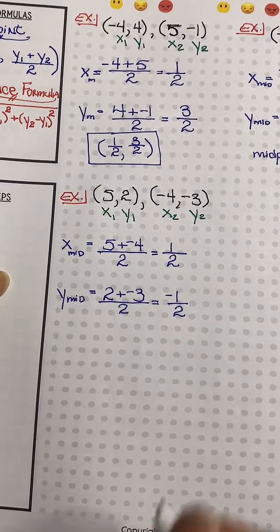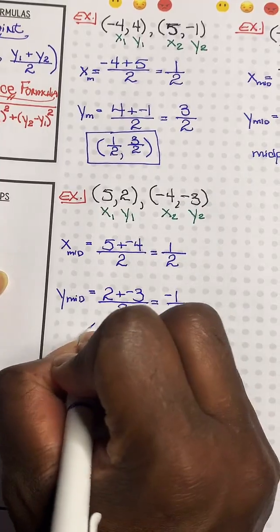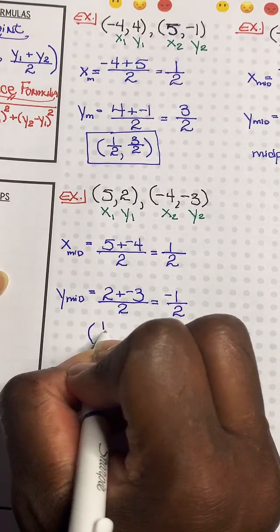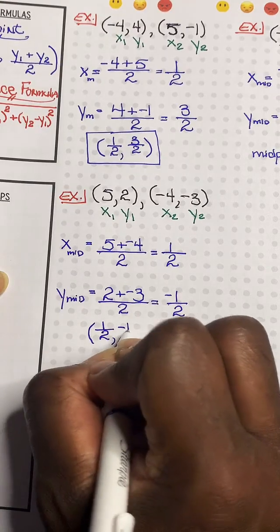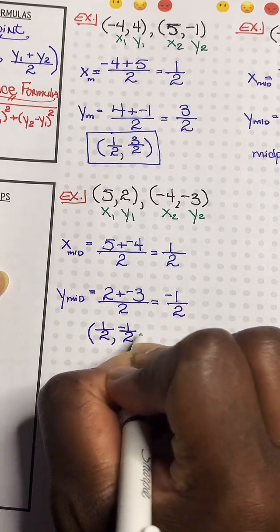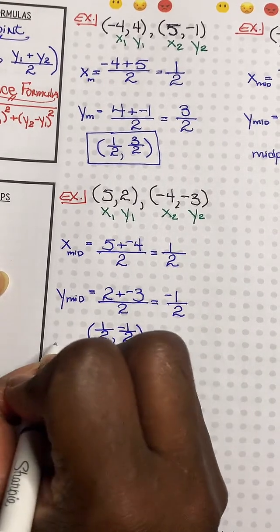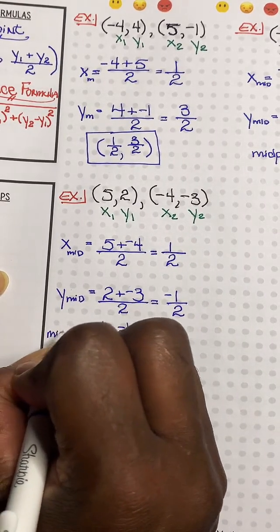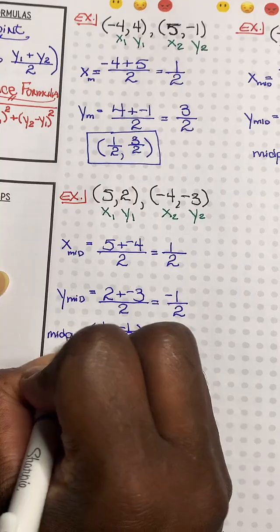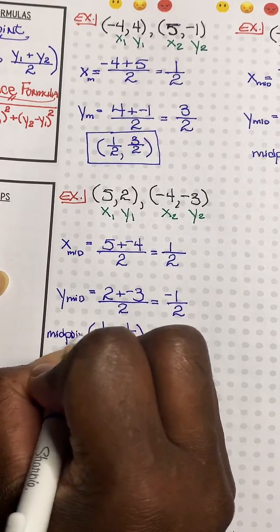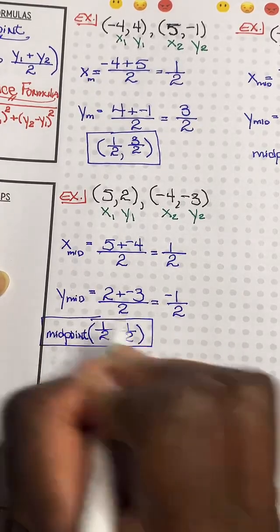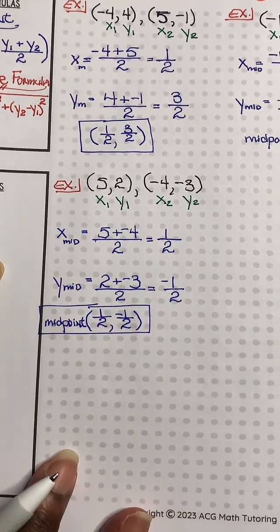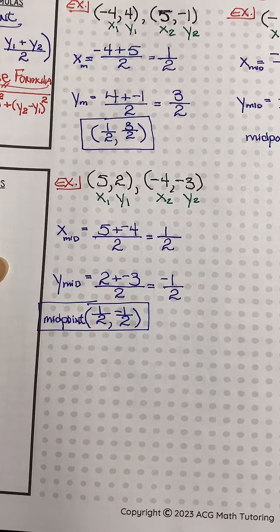All right, so all you're doing after you're done, you put your coordinates together. So you have your x's, which is 1/2, and your y's, -1/2. Okay, so that's going to be your midpoint. So I mean, that's the basics.